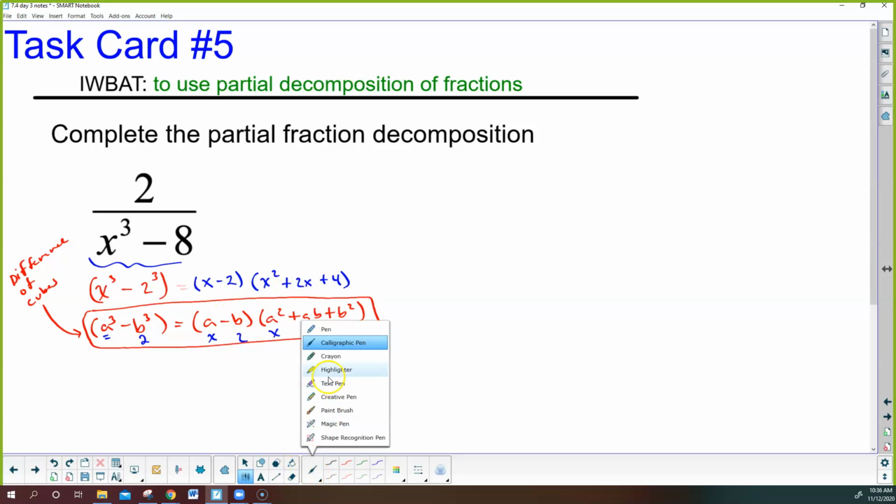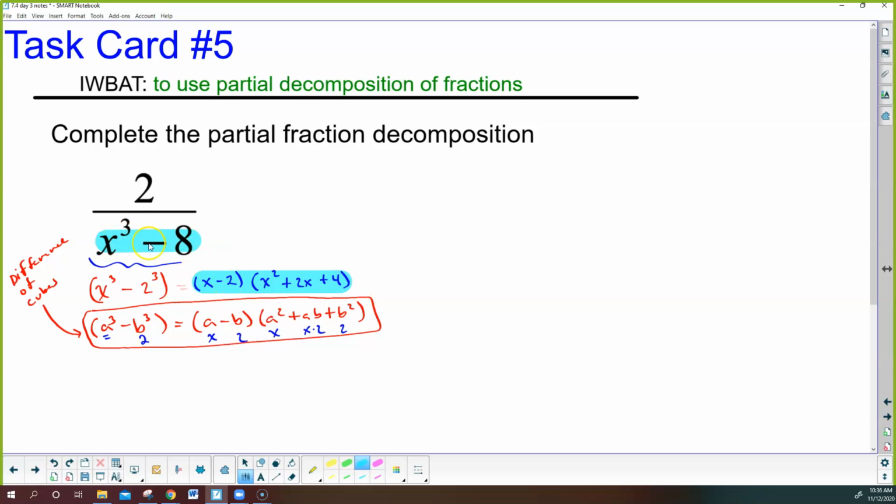So that is the factored expression of x to the third. These blue highlighted pieces are equivalent. They're the exact same thing. So what does that mean? If I want to break this down, I actually have 2 different pieces. I have an x minus 2 that's a factor, and then I've got an x squared plus 2x plus 4.